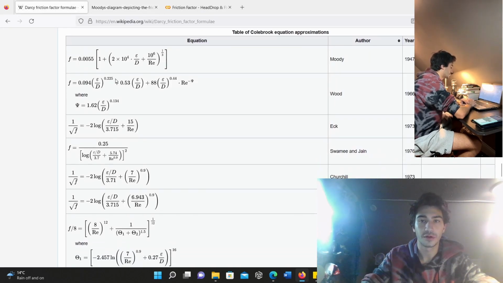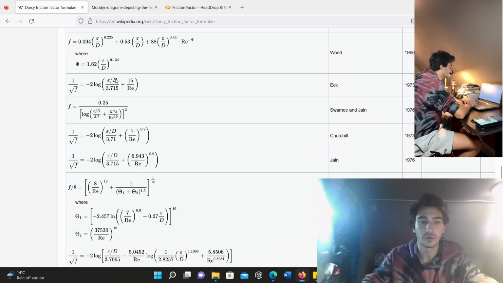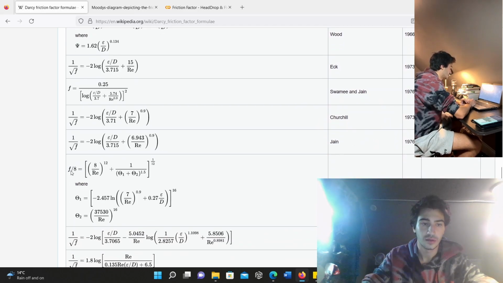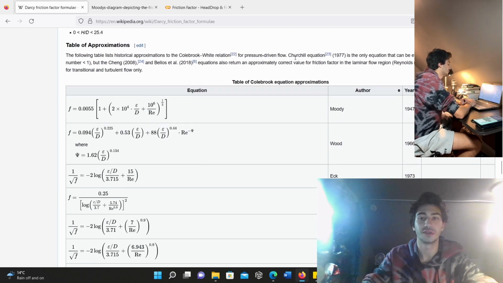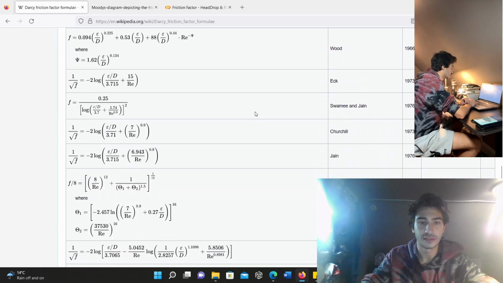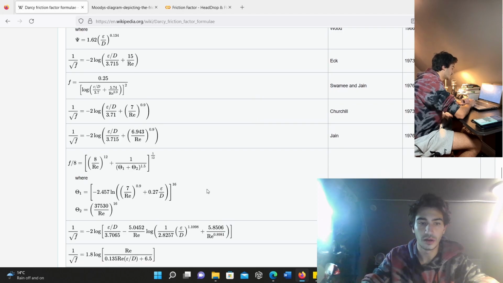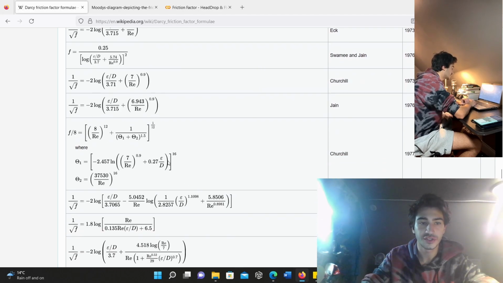And for this video's purposes, we will be using Churchill's equation, which is this right here. As you can recall, it reads up here that it's the only equation that can be evaluated for very slow flow, when the Reynolds number is less than 1. So we're going to be using the Churchill equation to get this Fanning friction factor.